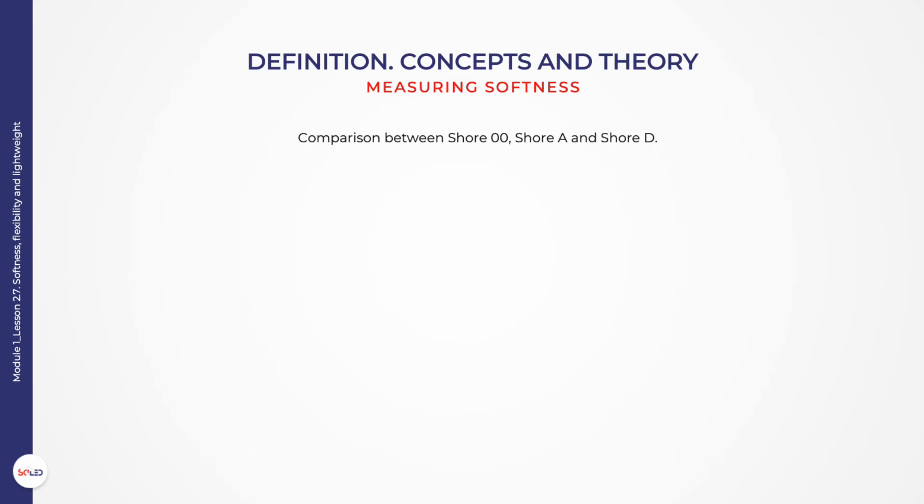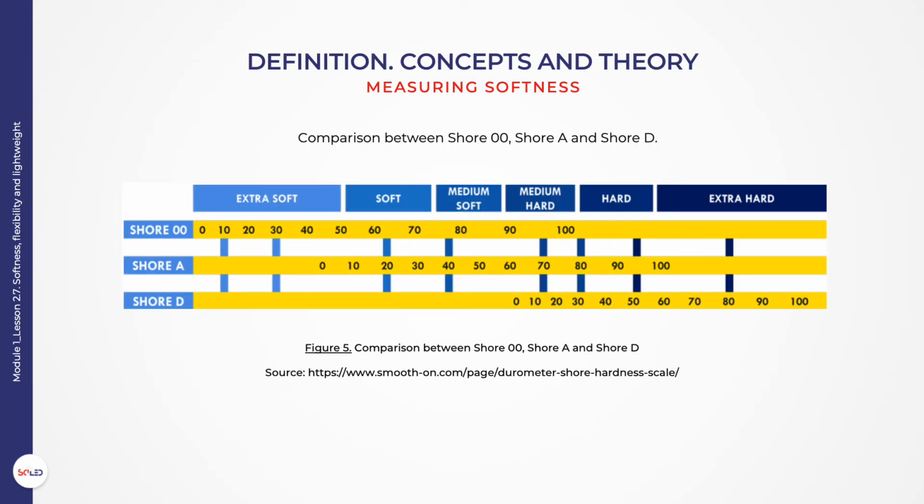This figure presents the comparison between the different Shore scales. For extra soft materials, the Shore 00 scale should be used. For example, a soft insock would have a hardness Shore 00 of about 30.